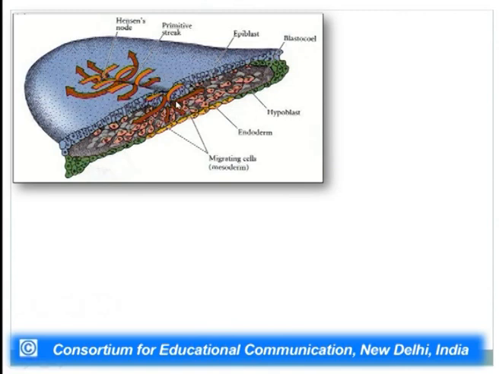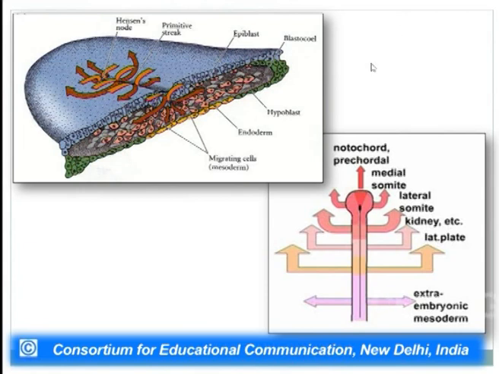Some cells are moving inside, but they are not going so deep, and they start lying in between this blue layer which is the epiblast layer and this orange layer which is the endodermal layer, and this layer basically forms the mesodermal layer. And this again shows the fate map. The one which is going most anterior forms the notochord or the precaudal cells. The ones which go to the anterior but not as far anterior as from Hensen's node form the medial somite, lateral somite, the kidney and the lateral plate.